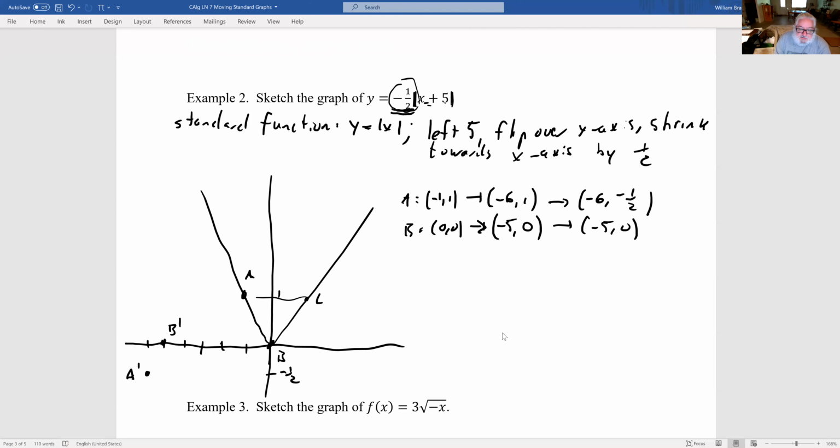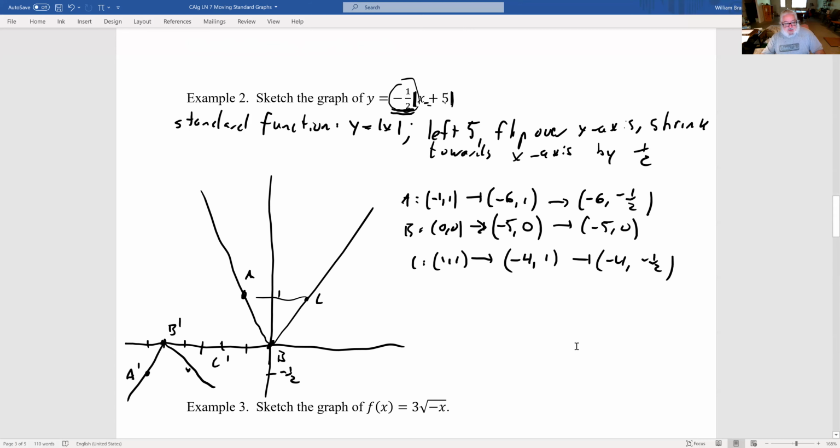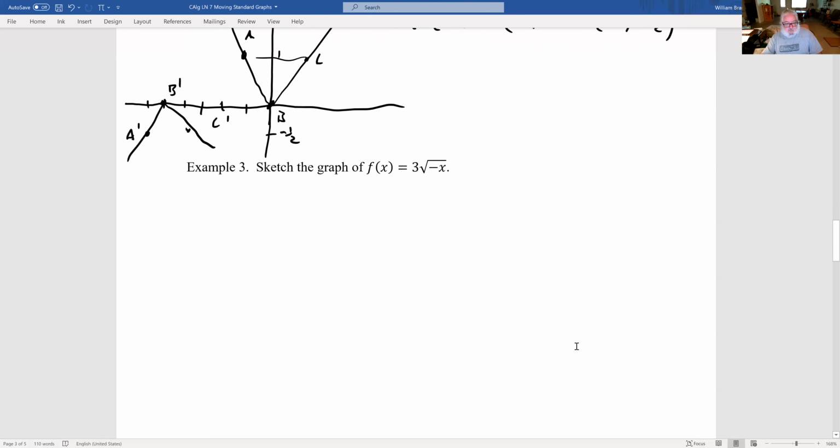And then C prime, well, C starts at 1, 1, goes left 5 units. So that means subtract 5 from my x coordinate, and then multiply my y coordinate by -1/2. So there's my new graph. It's been moved left, flipped, and actually shrunk, although since this is sort of a freehand sketch, you don't see the shrinking that well. But again, there's 3 special points. You keep track of where the 3 special points go by reading that off the formula.